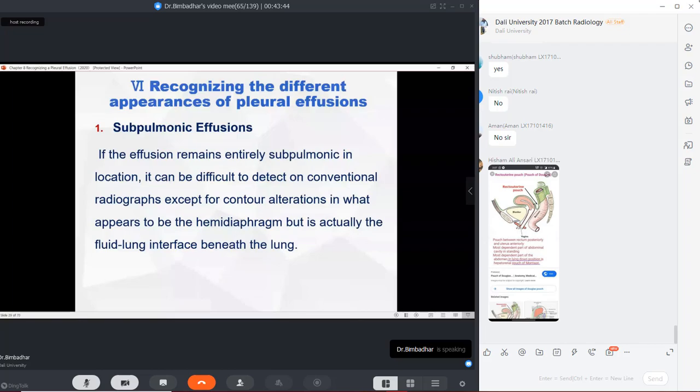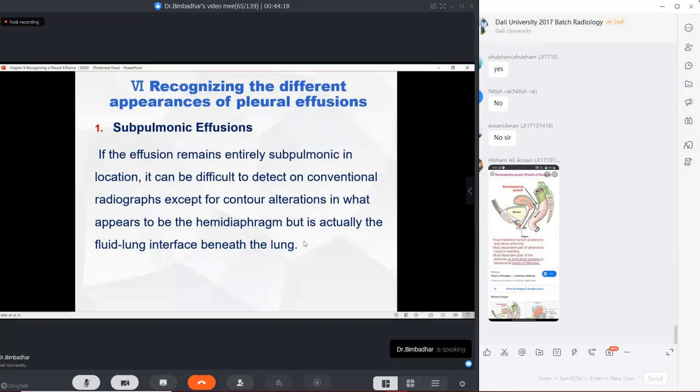Like I have been saying, subpulmonic effusions generally are not detected on conventional radiographs, except for contour alterations, which we call blunting of the costophrenic sinuses. Last time we saw this in the other class. So blunting of the costophrenic sinuses itself is called subpulmonic effusion. That is the only radiographic finding we see.